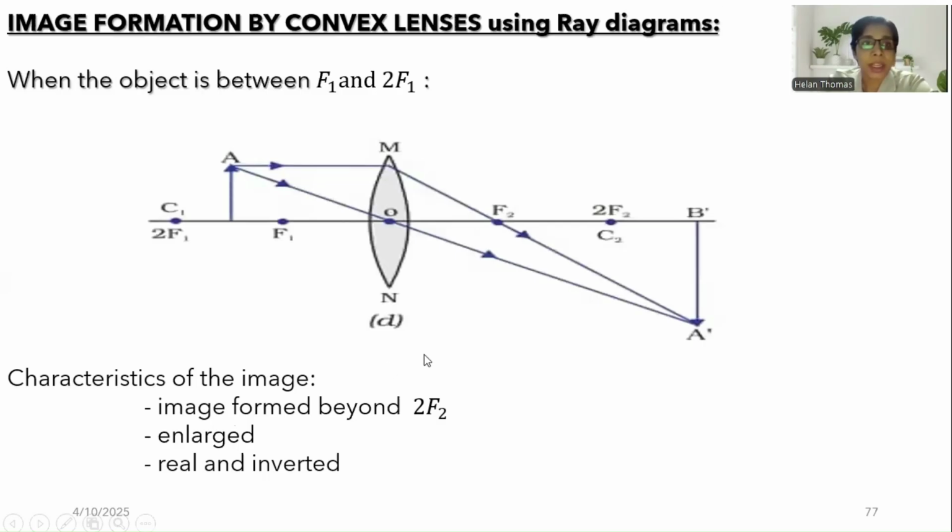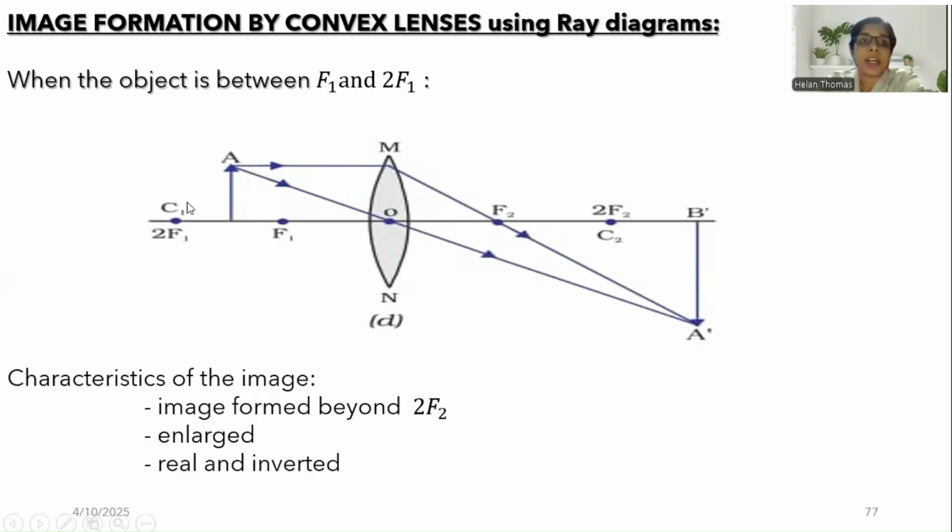Now when the object is placed between 2f1 and f1, the parallel ray will go through the focus, and we extend it up to here. The second ray goes through the optic center. These two rays join up here, and you see the B prime, A prime is a real, inverted and enlarged image. It is formed beyond 2f2, the center of curvature, and it is an enlarged, real and inverted image.